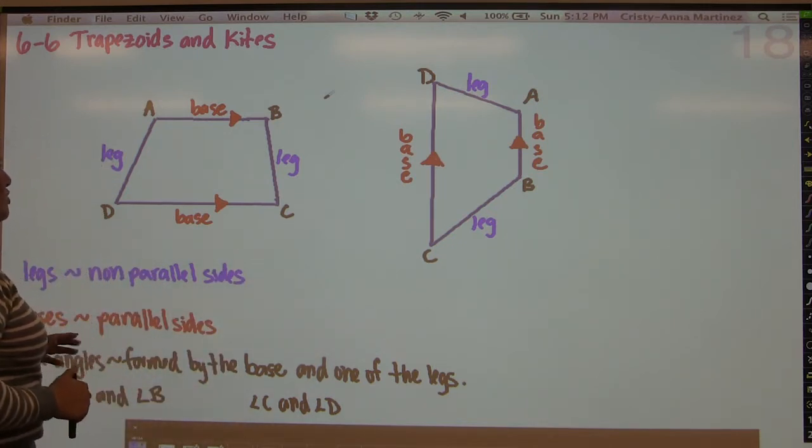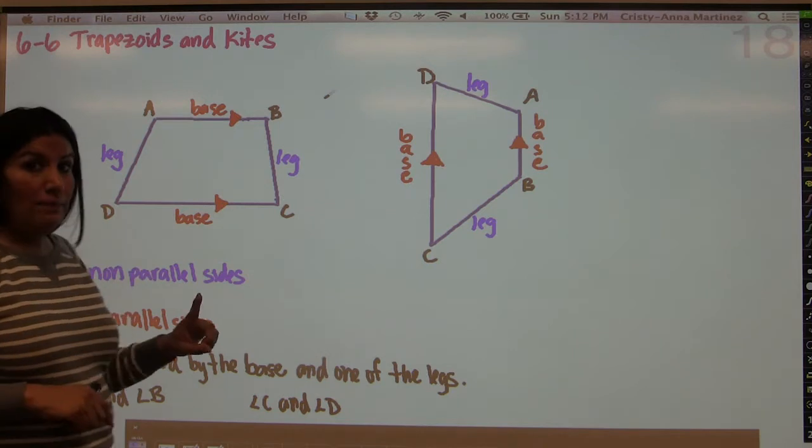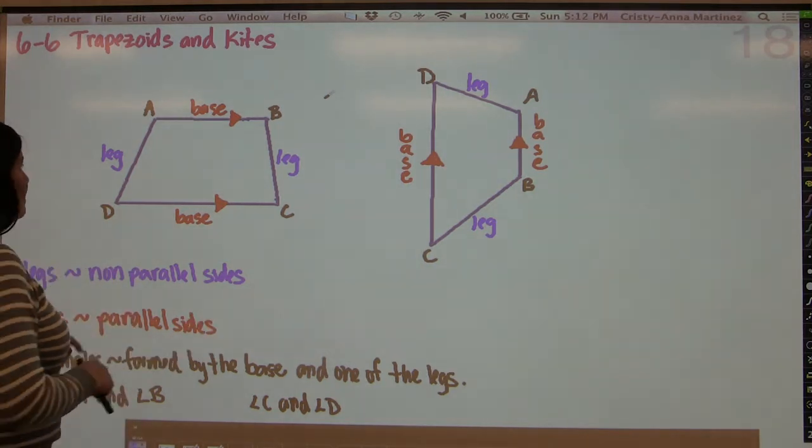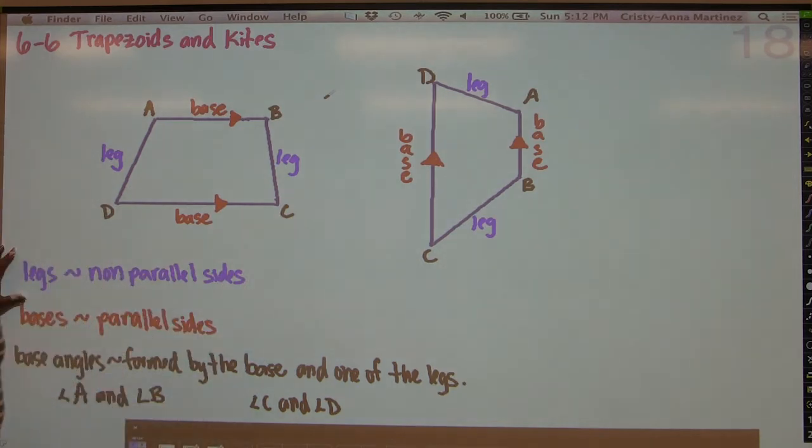The bases for a trapezoid are always going to be the sides of the trapezoid that are parallel. Like we just said earlier, a trapezoid has only one pair of parallel sides. So you can see that the legs are the sides that are not parallel. So here we've written that down. Legs are non-parallel sides. Bases are the parallel sides.